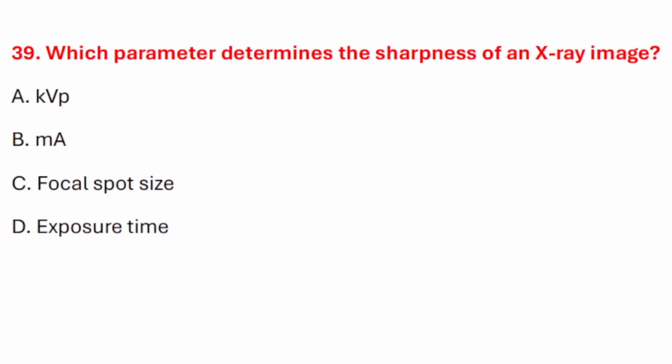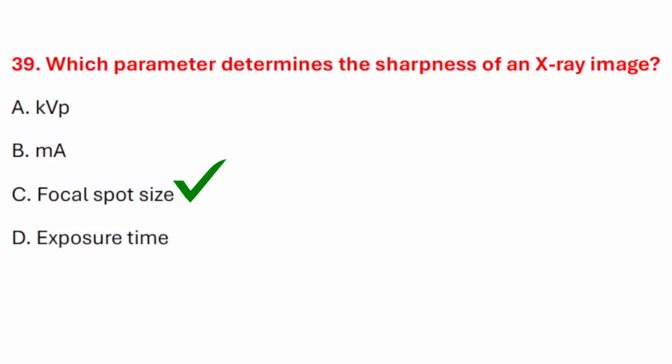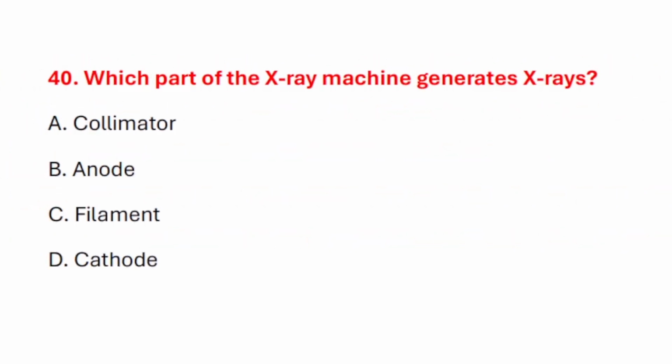Question number 39. Which parameter determines the sharpness of an X-ray image? Correct answer is option C, focal spot size. Question number 40. Which part of the X-ray machine generates X-rays? Correct answer is option B, anode.